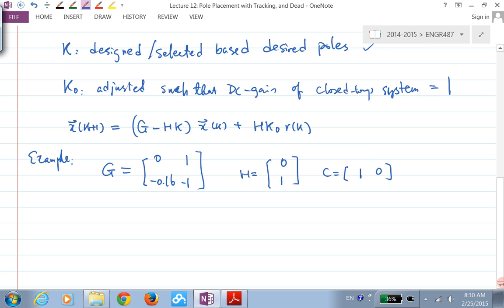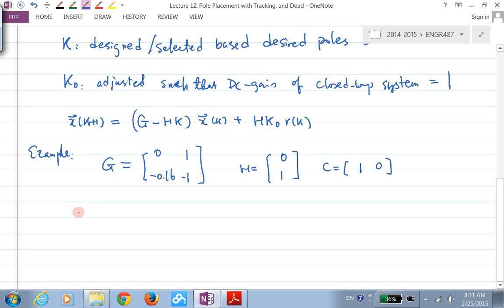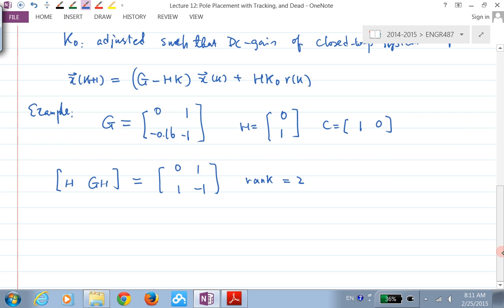Generally you might jump into the design here, but usually the first step is to check the controllability of the system given the system matrices. The controllability matrix is H, GH, this second order. So you calculate this, and this gives you 0, 1, 1, negative 1. Apparently this has rank equal to 2, so it's a full rank matrix, which means you can arbitrarily place the poles at any location.